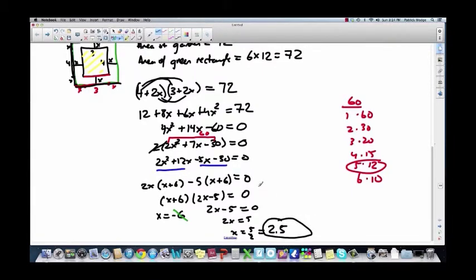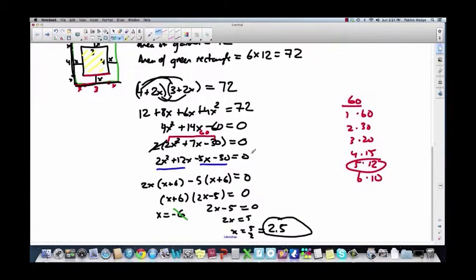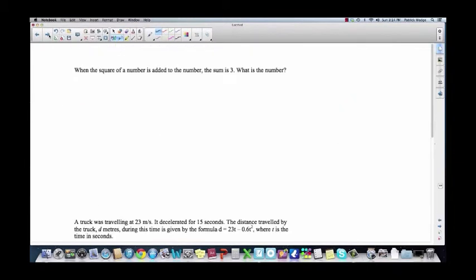2.5, what is it, centimeters, meters? Well, not centimeters, I guess, meters. It'd be a pretty thin path if it was centimeters. 2.5 meters. When the square of a number is added to the number, the sum is 3. Oh, there's only one number. So call the number x. X equals the number. So the square of a number is x squared, is added to the number, the same number, x, adding them together gives a sum of 3.